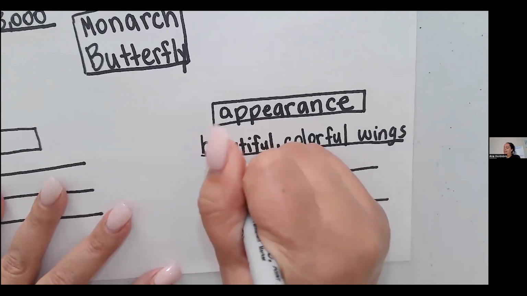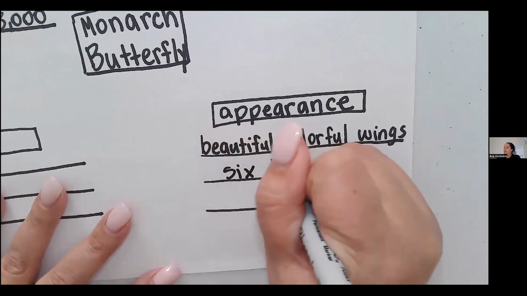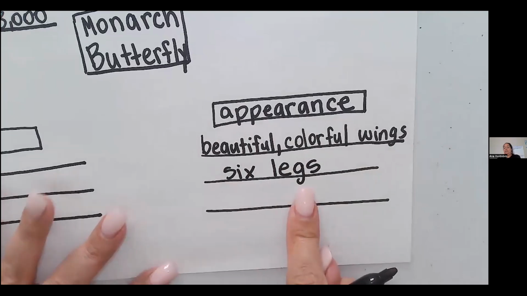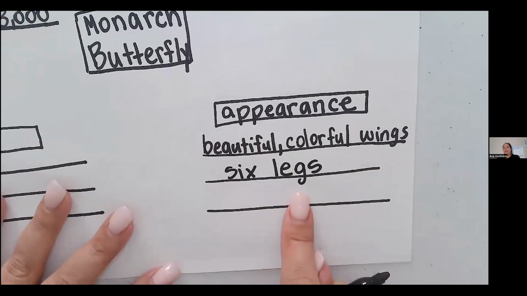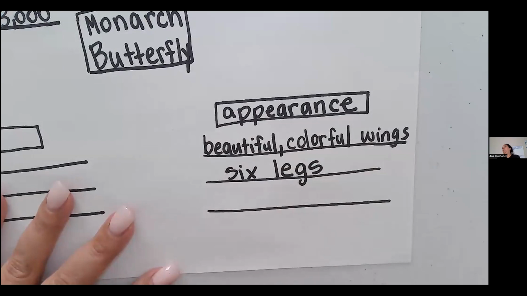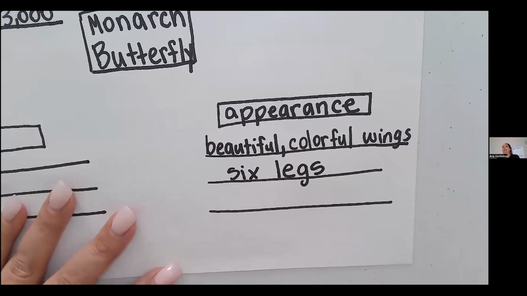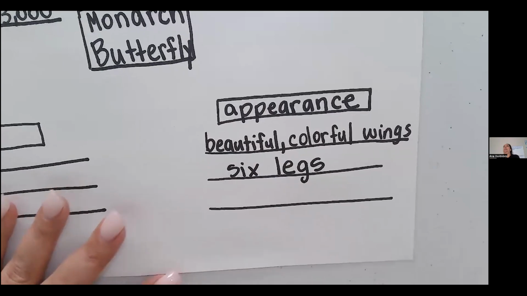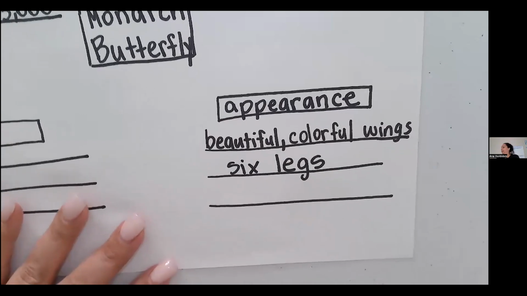I also put 6 legs, which helps classify it as an insect. Maybe you put something else. There's so many cool things butterflies have. They have a straw-like thing coming out of their mouth so that they can eat the nectar. They have the 3 parts of the body, the thorax, the abdomen, and the head. There's even the wings, which themselves have different parts, which are amazing.